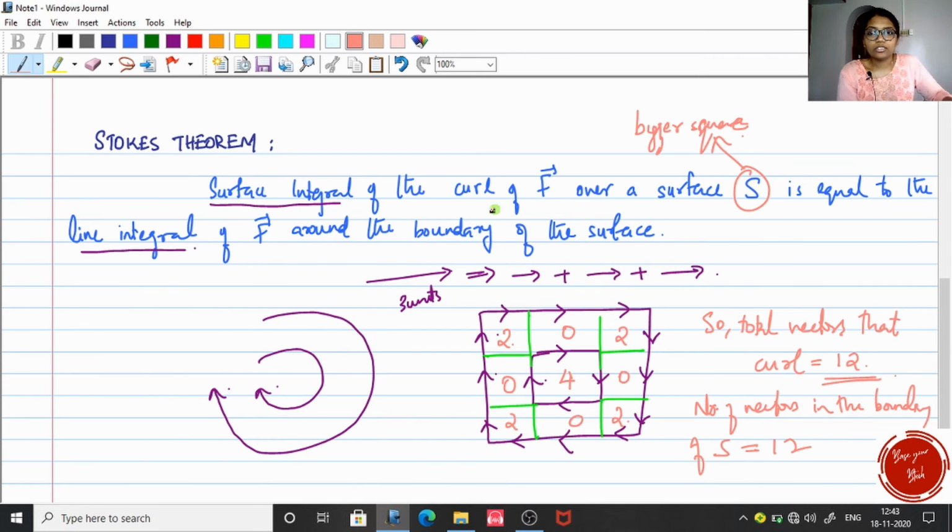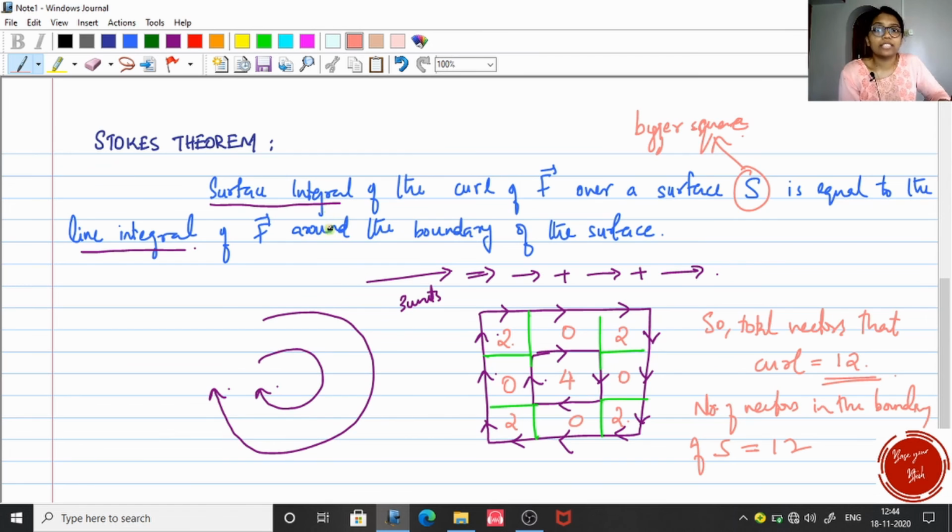So the statement is that easy to memorize. The surface integral of the curling of the vector over the surface, isn't it? When you take the surface integral, it means the complete area is considered. That is what is meant by surface integration. So the complete curling vectors in a surface is equal to the number of unit vectors in the boundary of that particular surface.